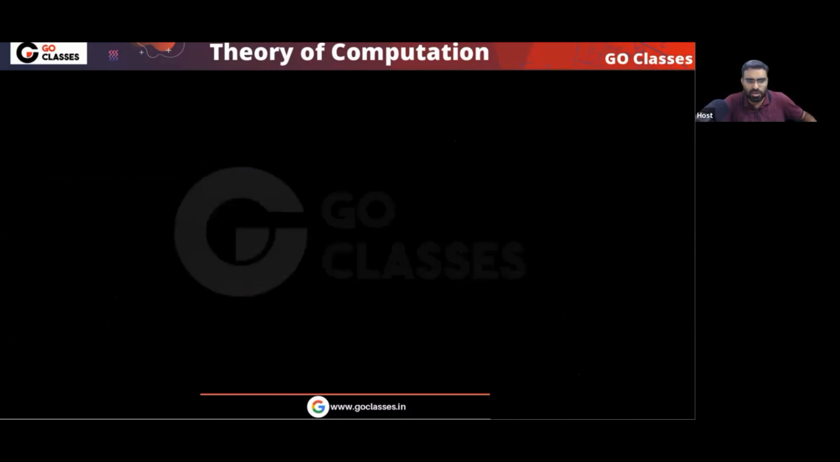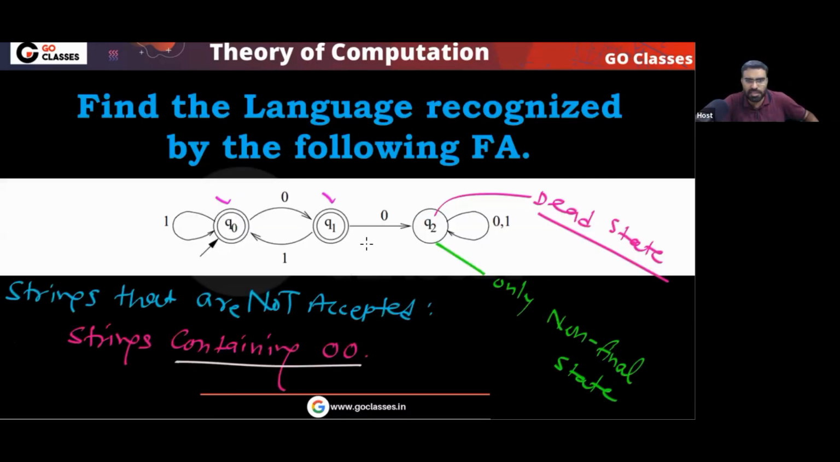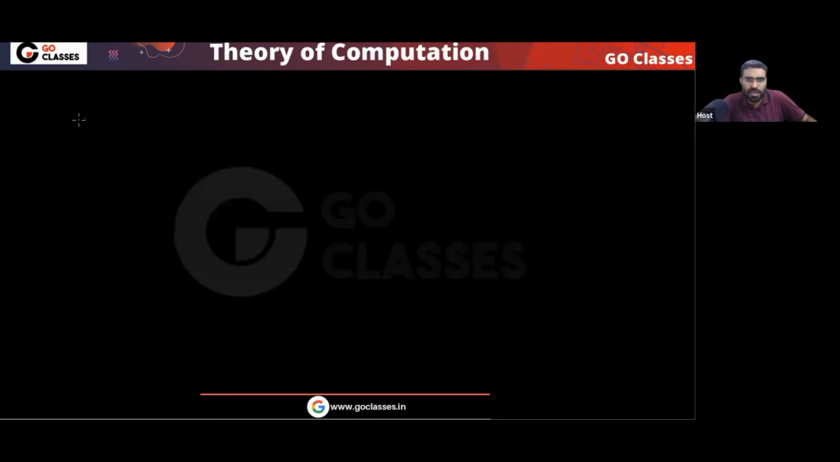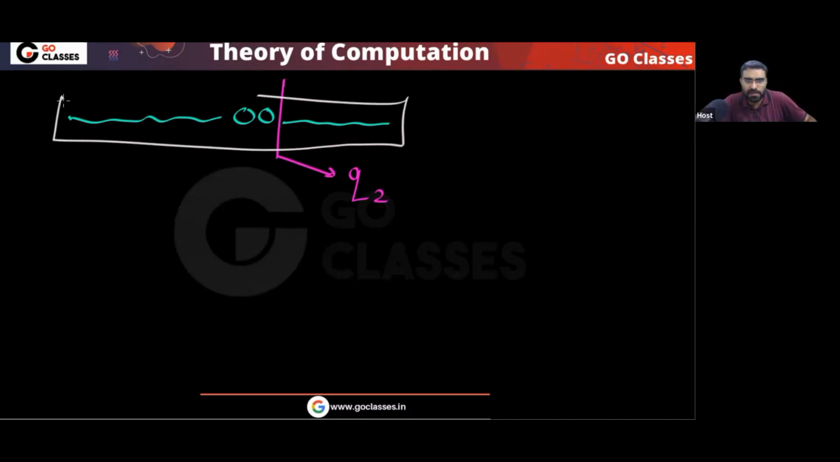You can easily notice in this DFA, if your string contains 00, then anything can come, but what will happen? You will go to state Q2, and then this string can never be accepted. So this string, let's call it W, does not belong to the language of this machine.